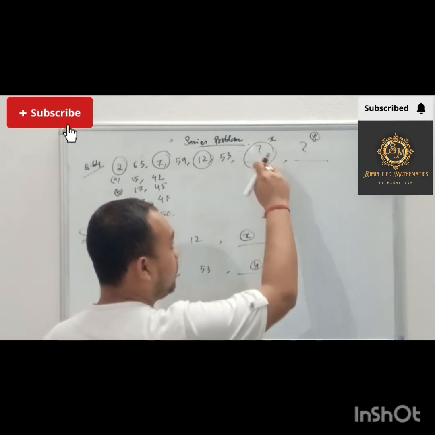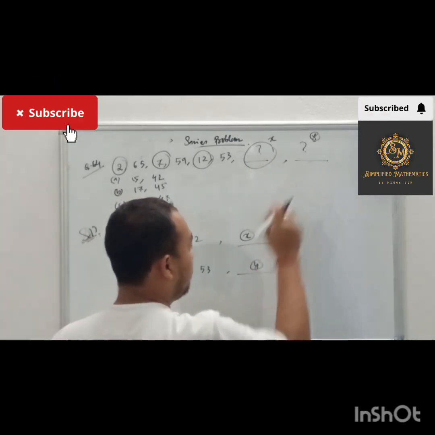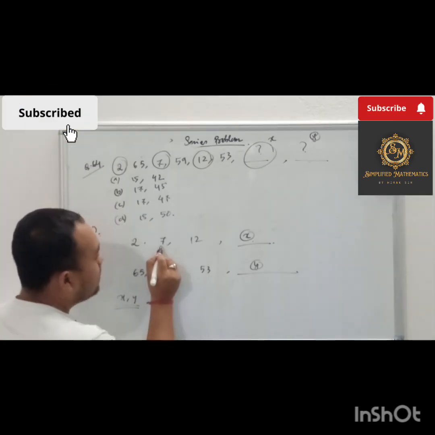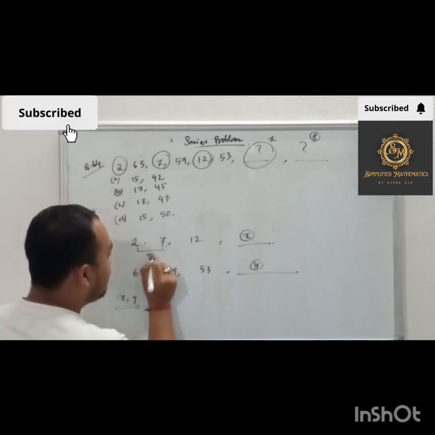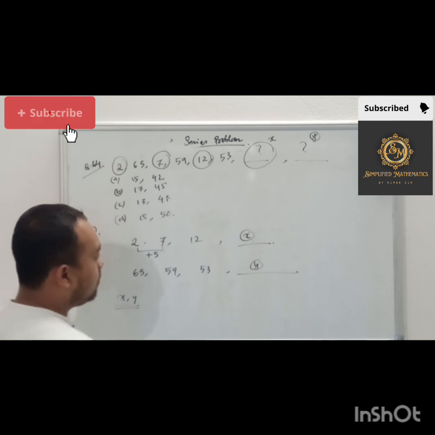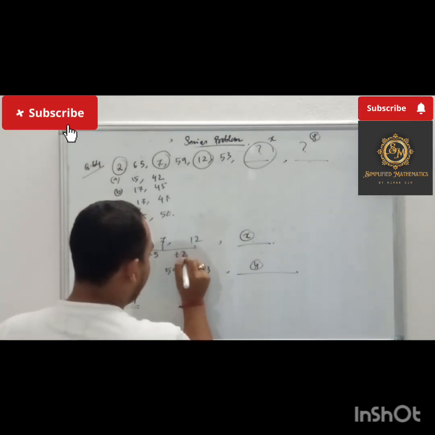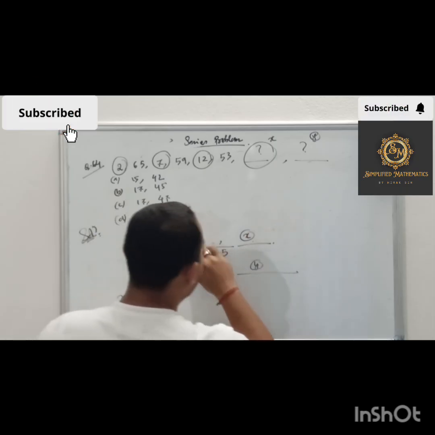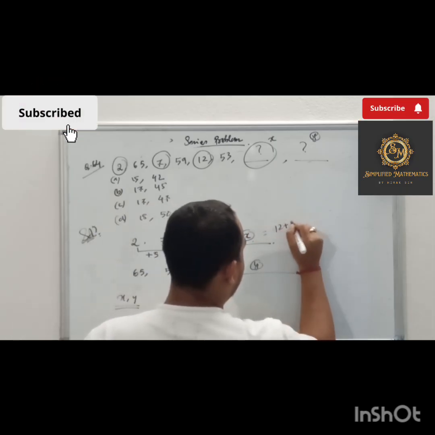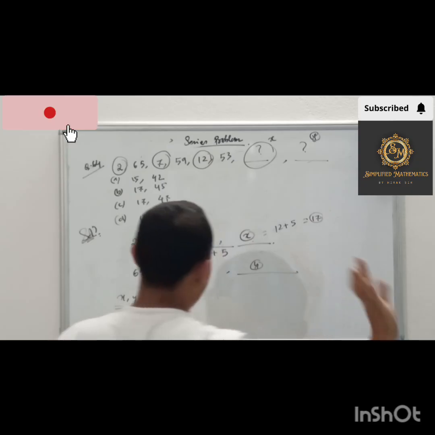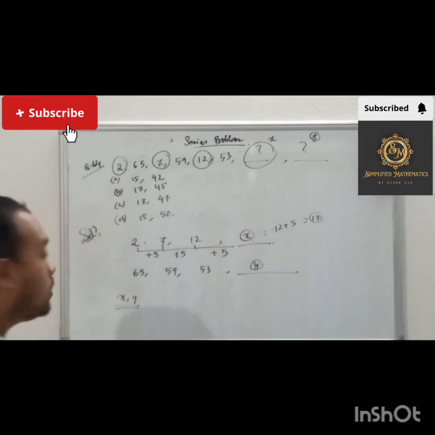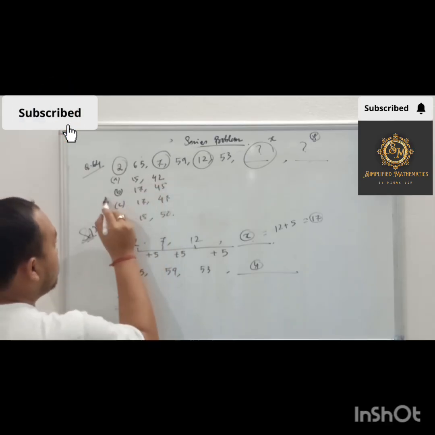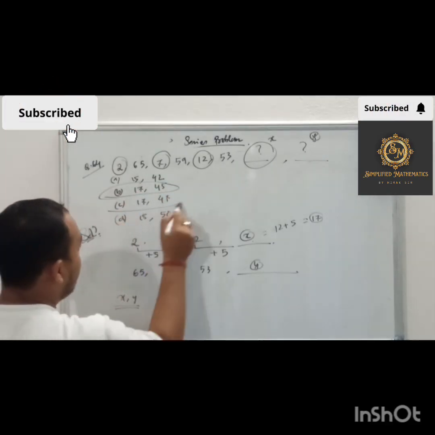That means x and y values are needed. We have to check the connection. How do you get 7 from 2? 2 plus 5 is 7, 7 plus 5 is 12, so 12 plus 5 will be 17. We have to check where 17 is. So there are two options having 17 in the x position or first position, so our options may be this one or this one.